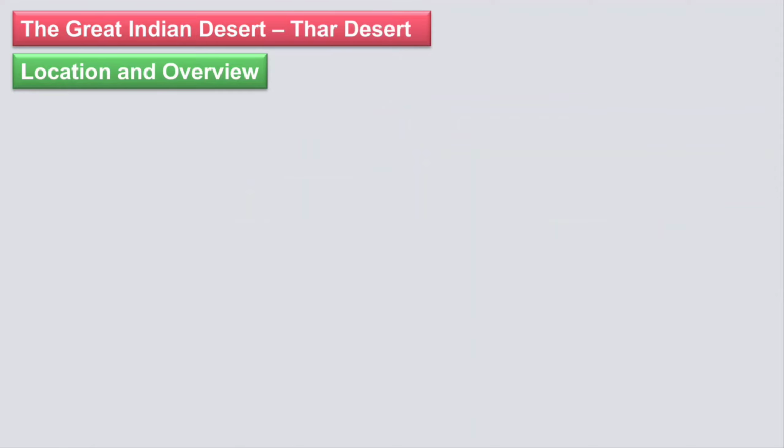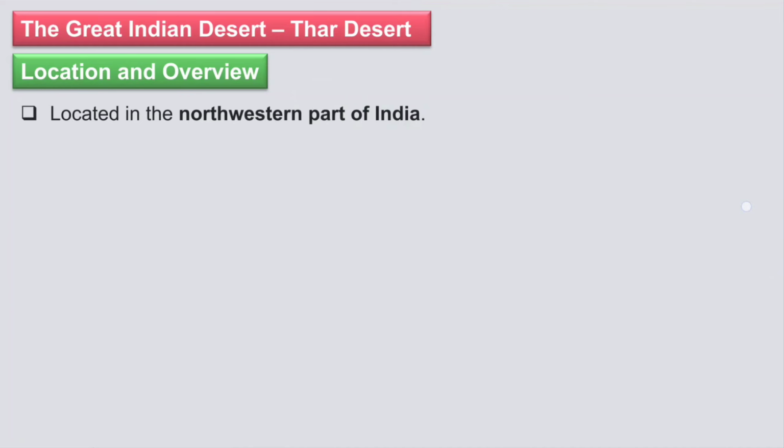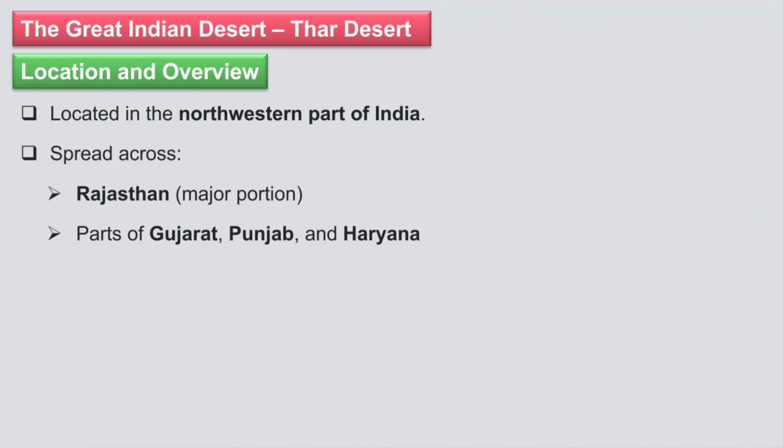The Great Indian Desert. Now let us move to the Thar Desert. From the Gangetic plain, we have now moved toward the western side, that is the Thar Desert. So, location and overview. This is the desert, a picture of the sand dunes here, with a traveler traveling in the sand dunes. It is located in the northwestern part of India, spread across Rajasthan, where the major portion is, and parts of Gujarat, Punjab and Haryana.